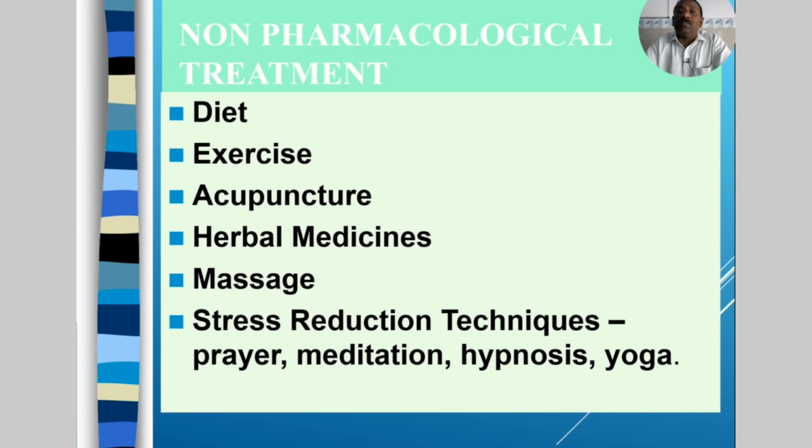For any chronic disease, non-pharmacological treatment is there. So the diet, exercise, acupuncture, especially from the Chinese point of view, even herbal medicines and other places, massages, stress reduction techniques, prayer, some meditation, hypnosis, yoga. These all play a major role in the non-pharmacological management of rheumatoid arthritis.